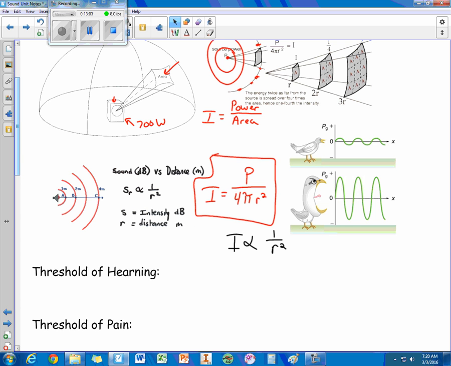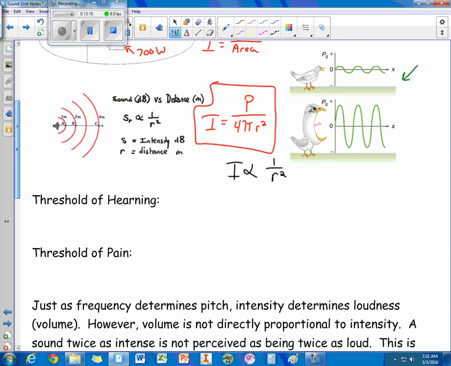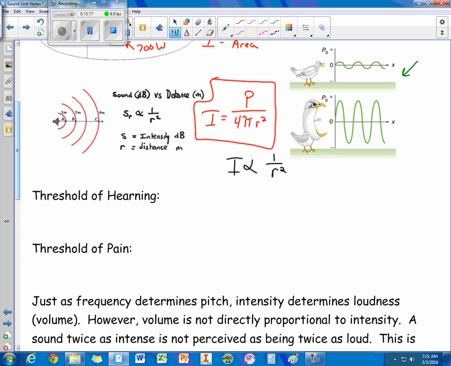Now, if I were to make some graphs, the way I would represent volume or intensity on a graph would be amplitude. And that's because sound is a mechanical wave. Okay, now, threshold of hearing. This is the intensity where we can just barely hear the sound. That is 1.0 times 10 to the negative 12th. Now the units, it's power over area, so the units would be watts per square meter. That is the threshold of hearing.